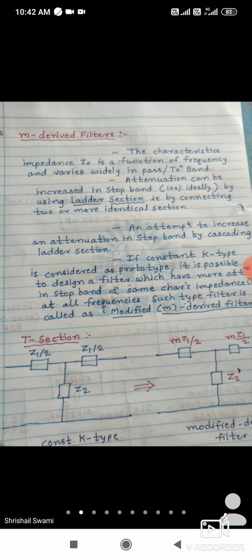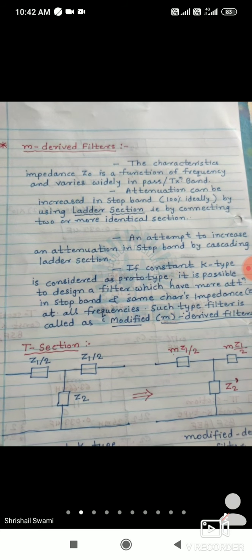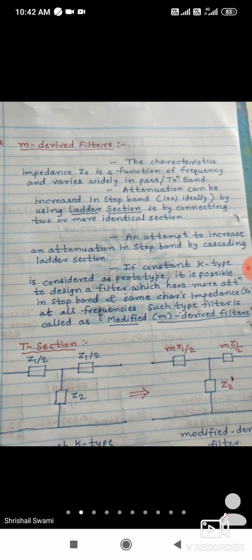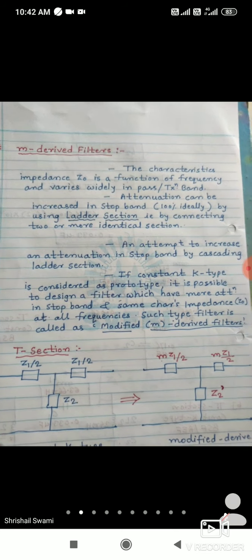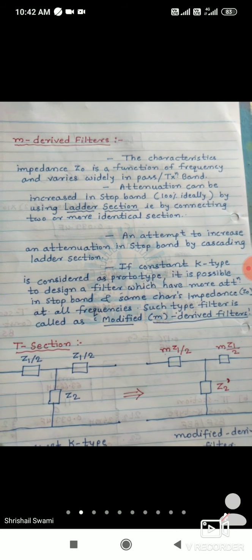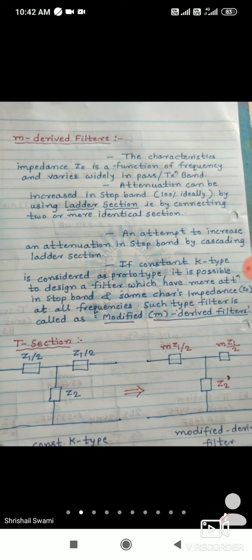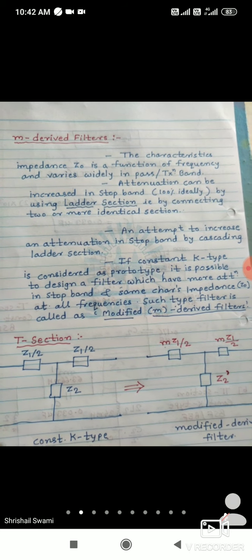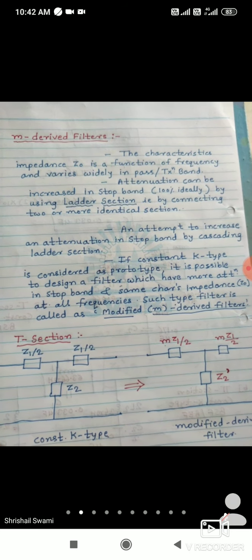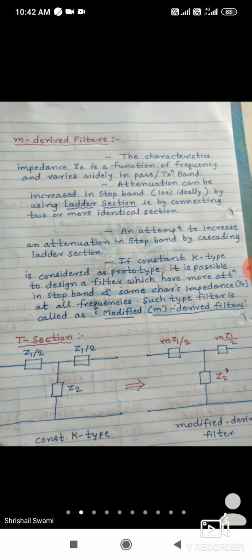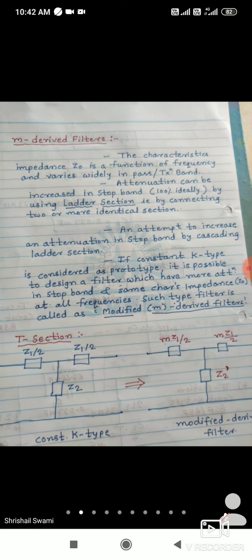Second one, the characteristics impedance Z0 should be a constant at all frequencies. In case of constant K type, actually it should be a constant at any frequencies. So those two things we can achieve by modification in the constant K type filters.